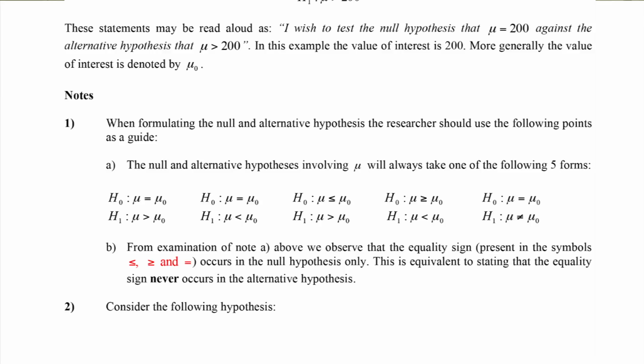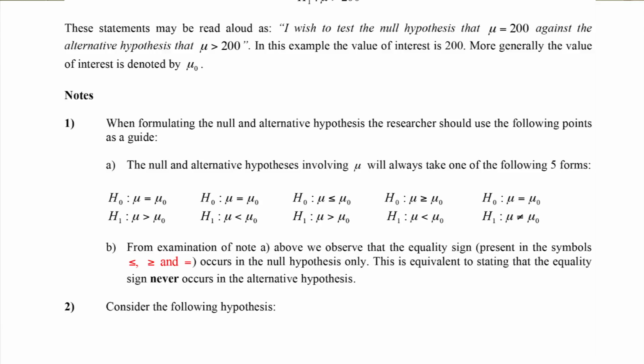From examination of note A above, we observed that the equality sign present in the symbols less than or equal to, greater than or equal to, and equal all occurs in the null hypothesis only. This is equivalent to stating that the equality sign never occurs in the alternative hypothesis. Check it out. There we have an equals, an equals, a less than or equal to, a greater than or equal to, an equals. And what did it say down here? This is equivalent to stating that the equality sign never occurs in the alternative hypothesis.